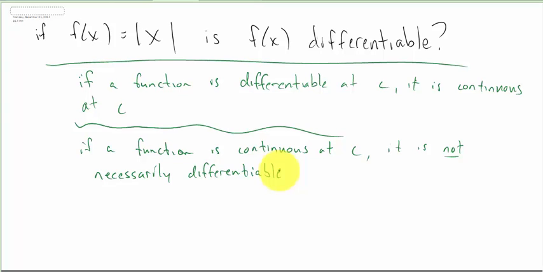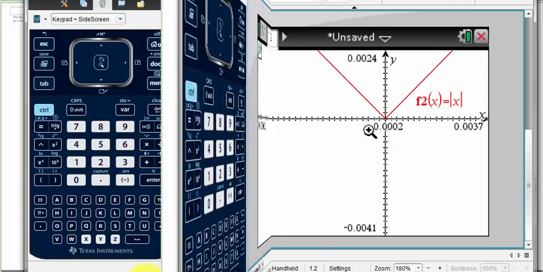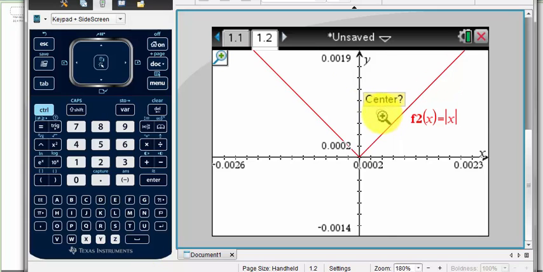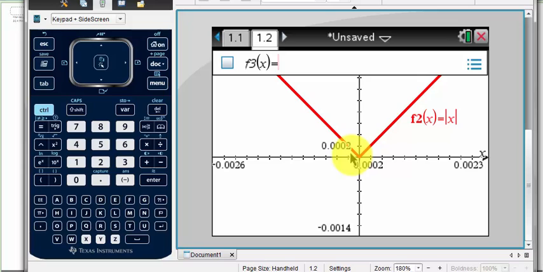Just because our square root graph or our absolute value graph is continuous at x equals 0, there's no break, that doesn't guarantee that we can differentiate there. And we can't differentiate there because it is a sharp point as opposed to a smooth curve. And we can zoom in on a graph to make that determination.